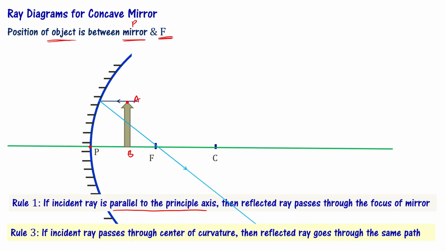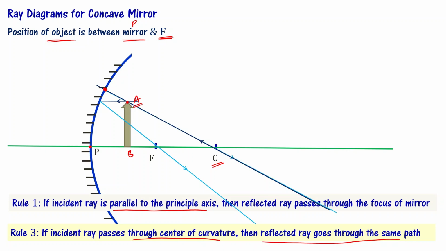If the incident ray passes through the center of curvature, then the reflected ray goes through the same path in the opposite direction, right? It means I have to have an incident ray which is passing through C and A, right? Now it has to reflect from this point. You observe this. The reflected rays, this one and the light blue line here, these two are diverging, right? These two are going away from each other.